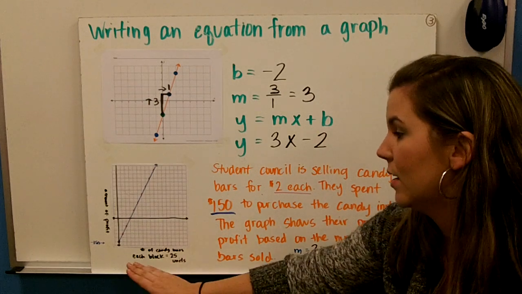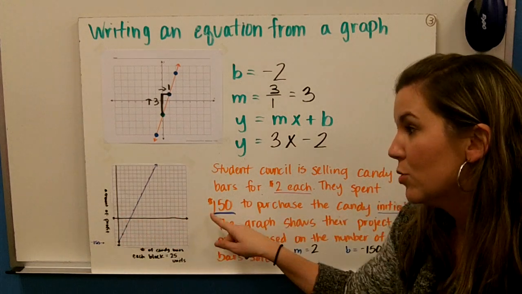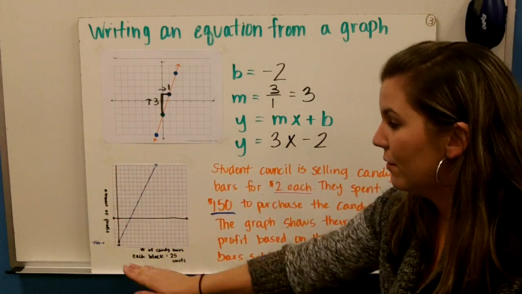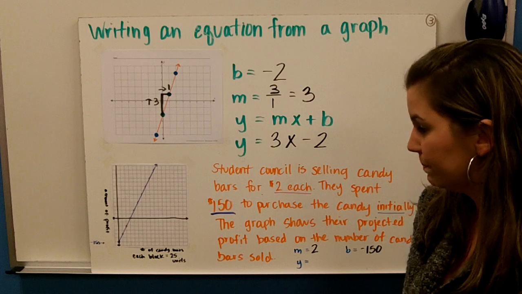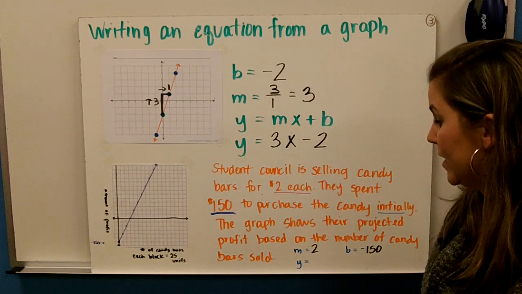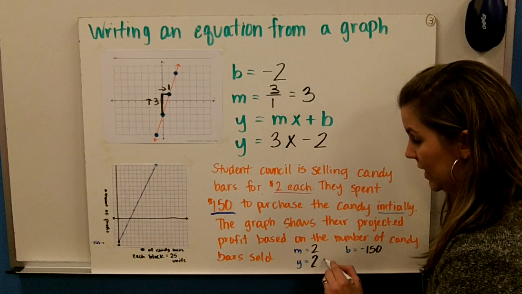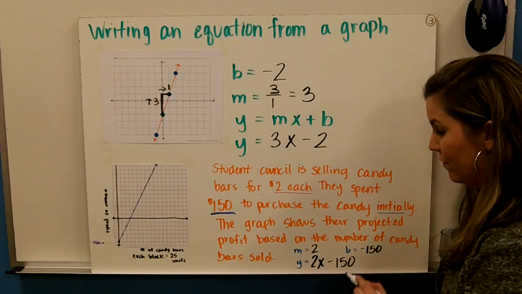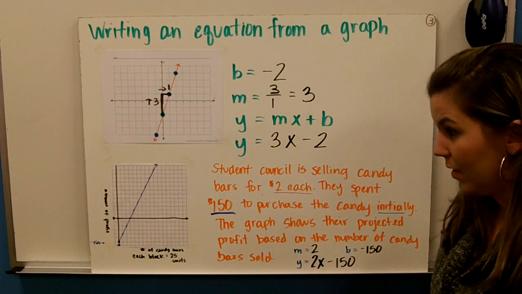Each block represents 25 units, so 25 this way and vertically. This says amount of profit, and along the x-axis we have number of candy bars sold. So to graph this, we write our equation, slope times x plus our y-intercept, which is -150. So y equals 2x minus 150.